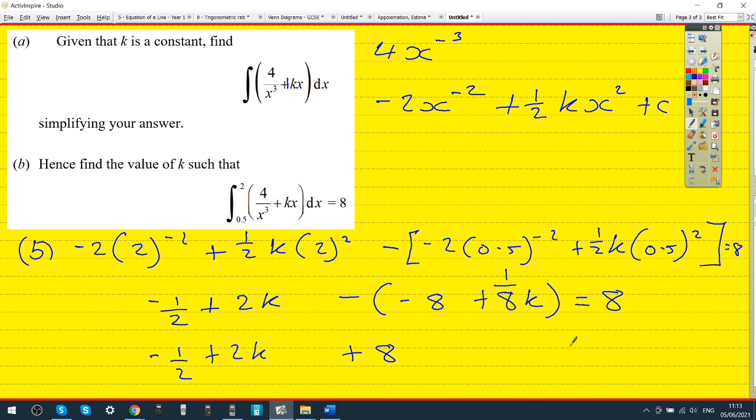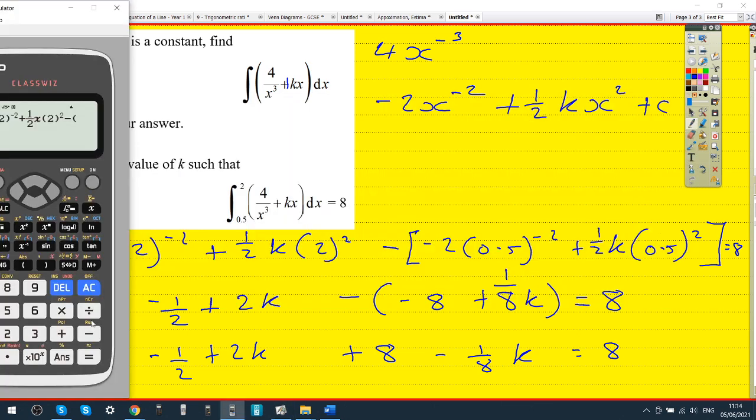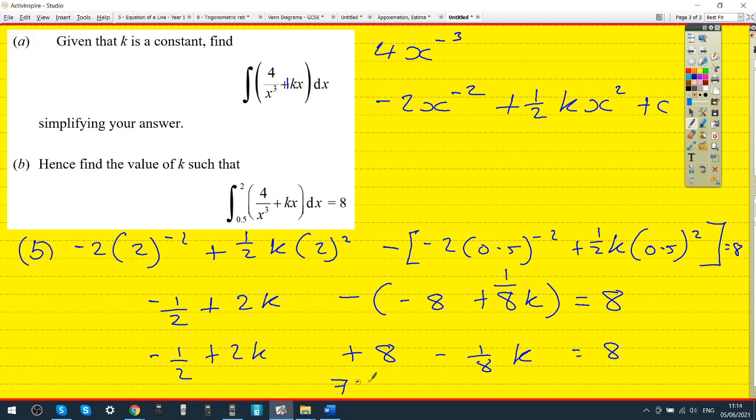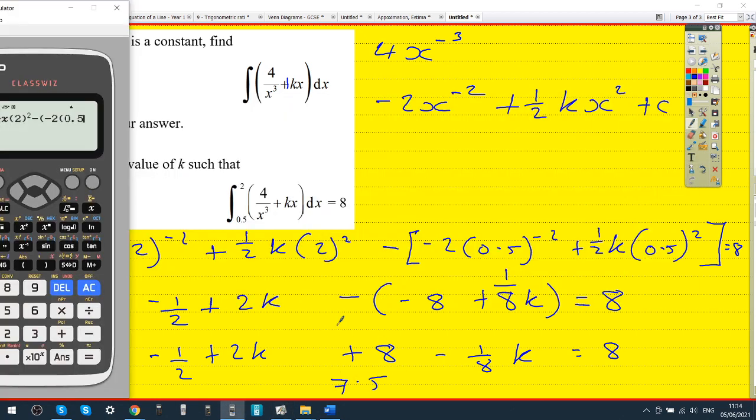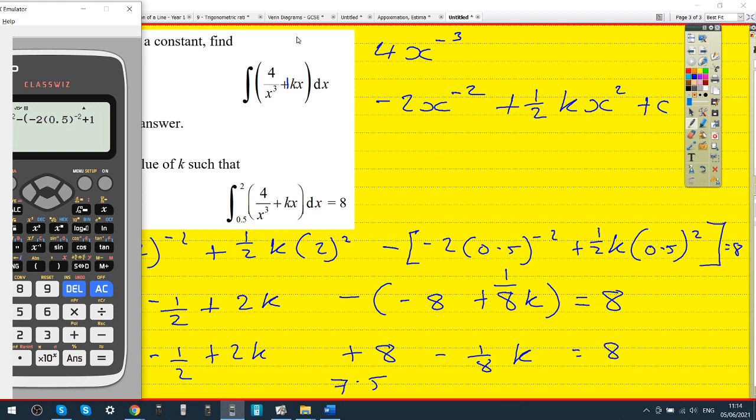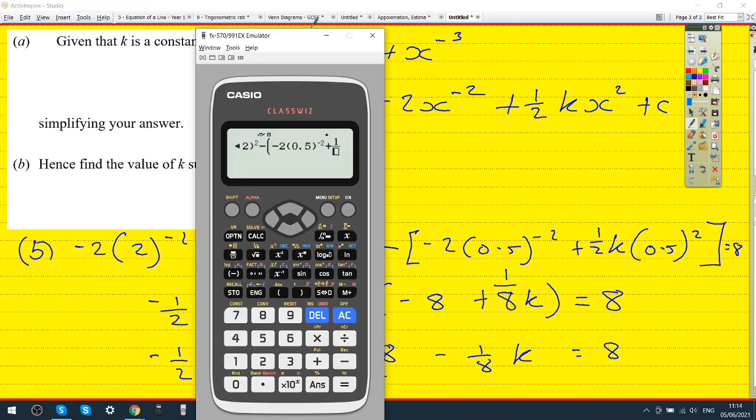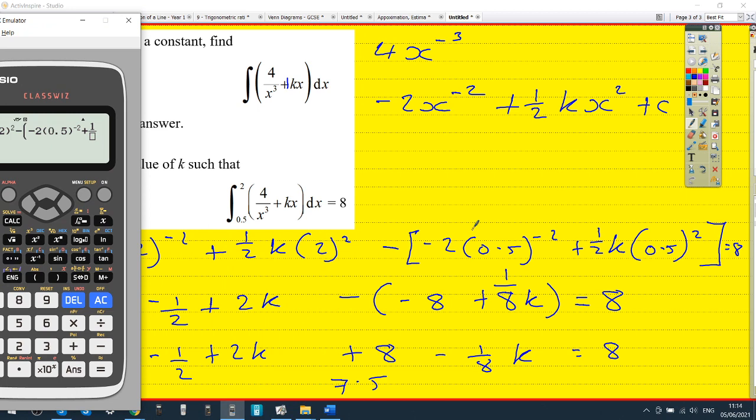Plus times minus. Oh, right. So it's 1 over 8, minus 1 over 8k. And then you can add 8 and minus a half, which would give you 7.5. And then you could add the 2 and minus 1/8. That gives you 15 over 8 k. 15 over 8k.